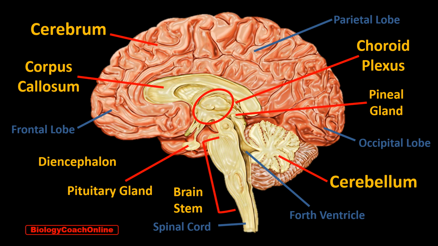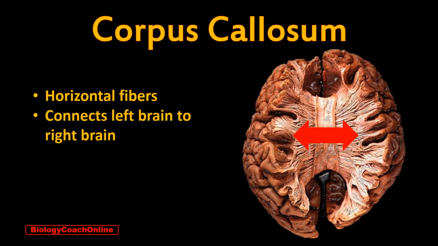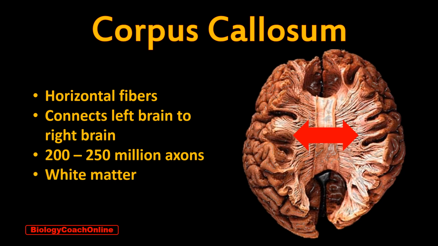So I told you that I had a cool image to show you, and here it is. You've seen this before. So this area is the corpus callosum. You see how it sits between the cerebral hemispheres. Its axons run horizontally from side to side, thereby connecting the two hemispheres. And so in this way, your left brain is able to communicate with your right brain. There are some 200 to 250 million axons making up the corpus callosum. And you'll recall that the corpus callosum is all white matter.